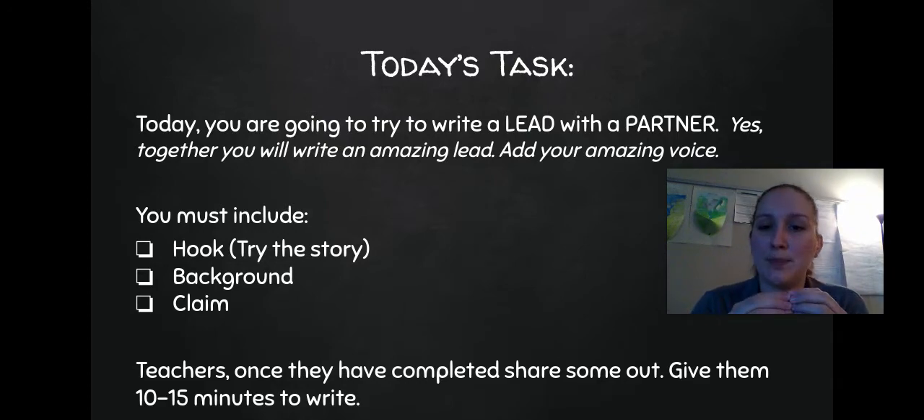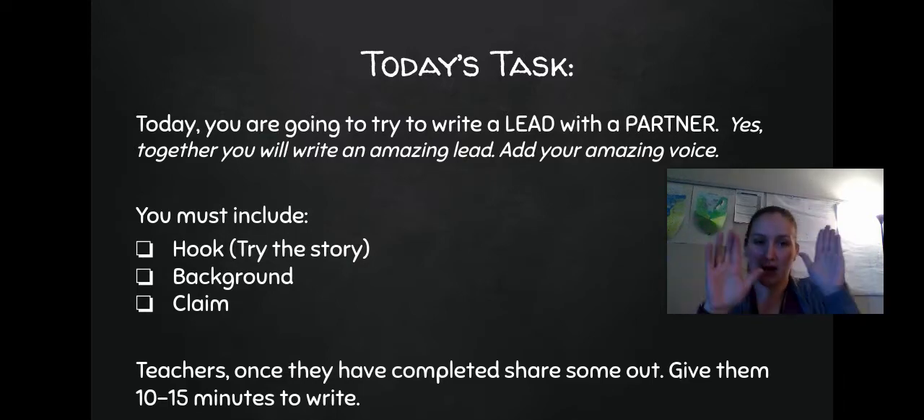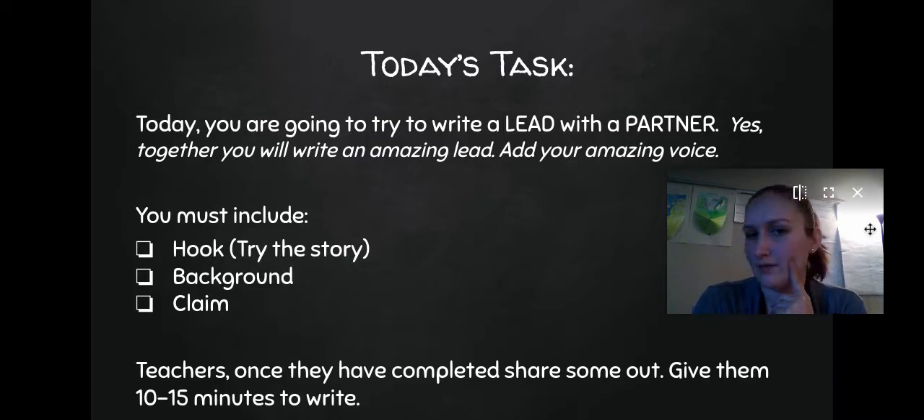So in your lead with your partner, you're going to have a hook. You're going to try to write a story, okay? You're going to have background, and then you're going to have your claim. So you want to know what you're writing about? It's not about how to have a successful classroom.